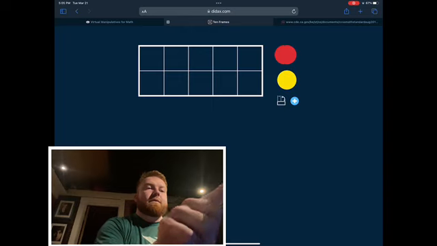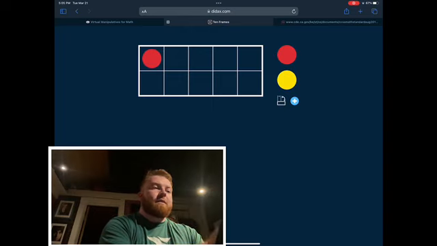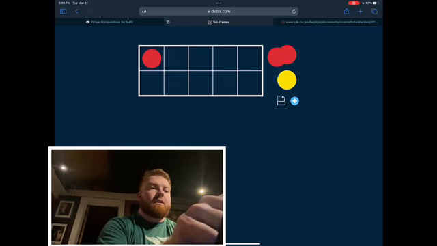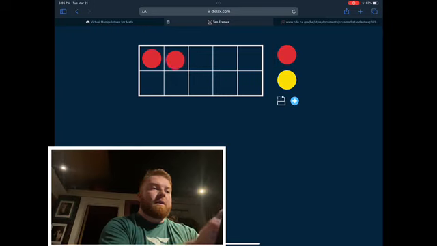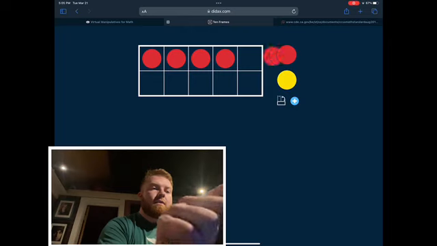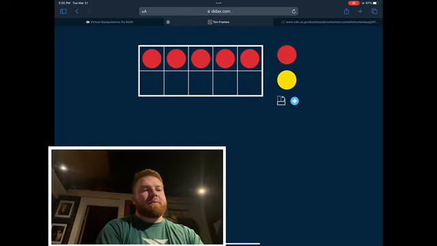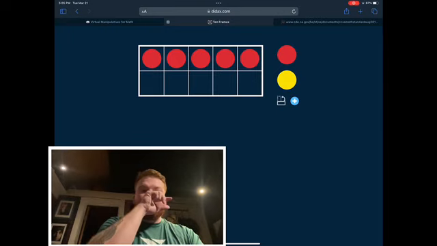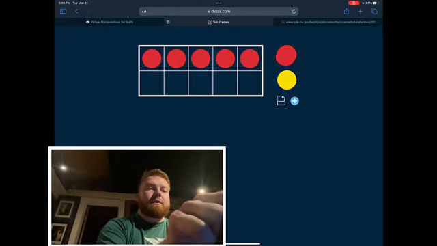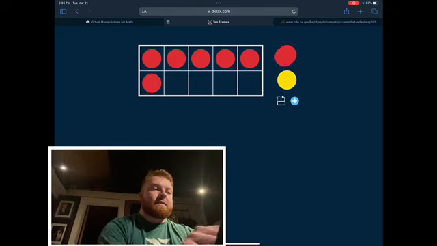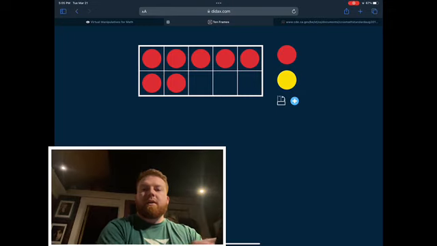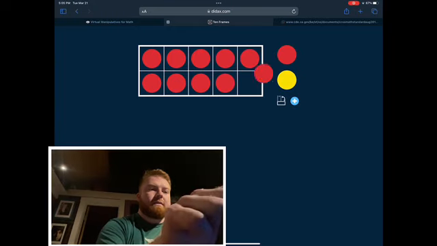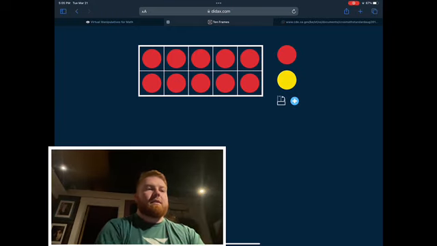So to start off, you can see in the 10 frame, if I bring the red dots over, I would bring 1 red dot, 2 red dots, 3 red dots, 4 red dots, 5 red dots. So when I'm done filling the top row, I have 5 red dots. And then I would continue to fill the entire thing, and I would have 6 red dots, 7 red dots, 8 red dots, 9 red dots, and 10 red dots.